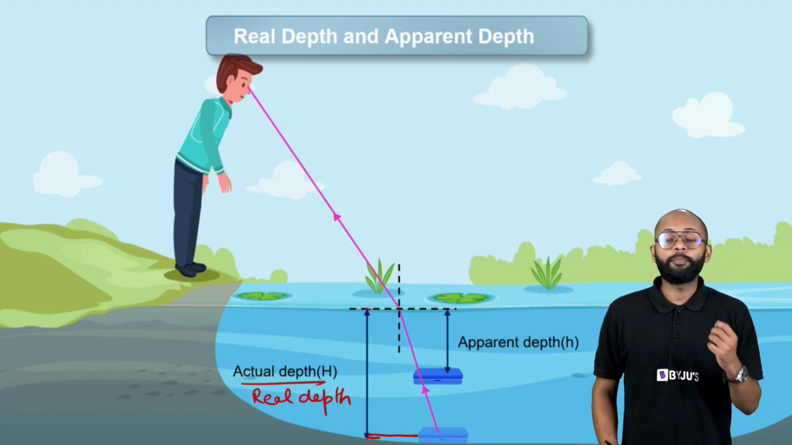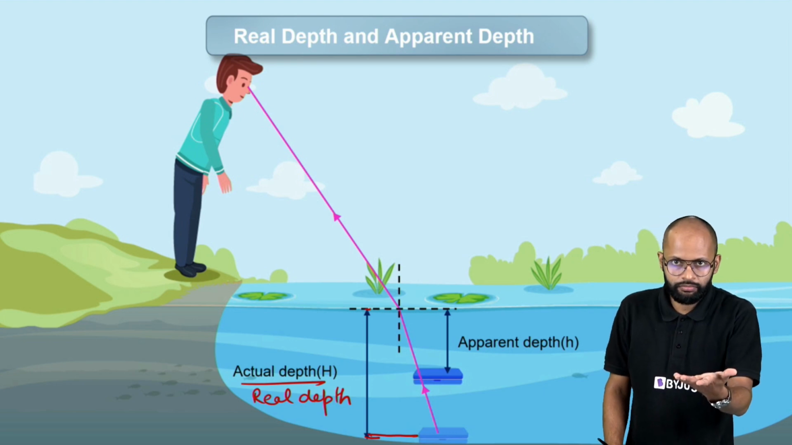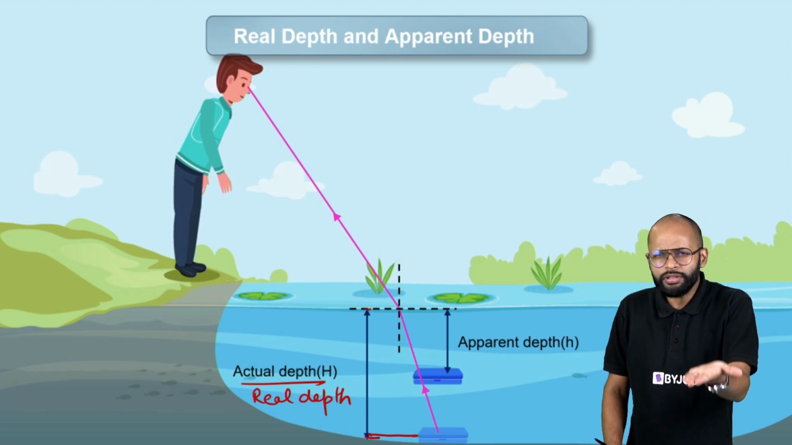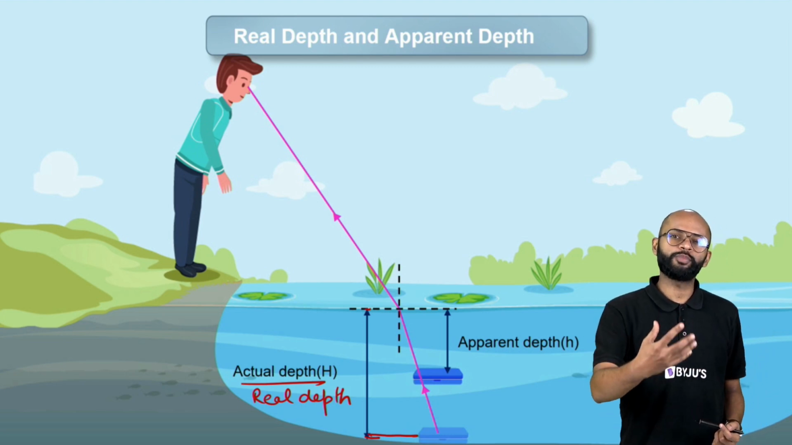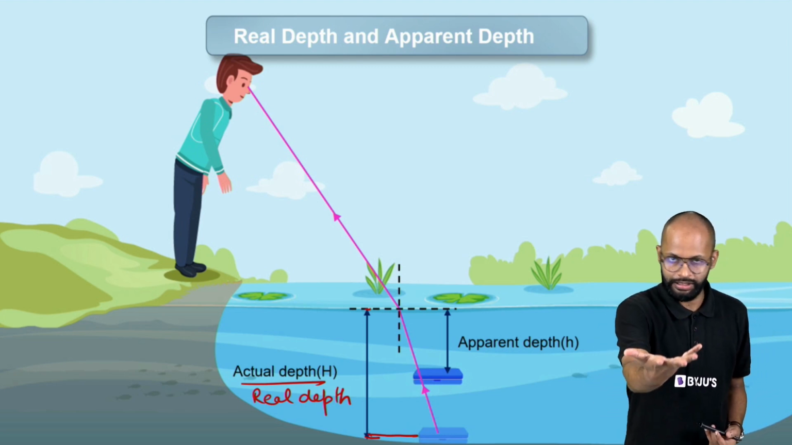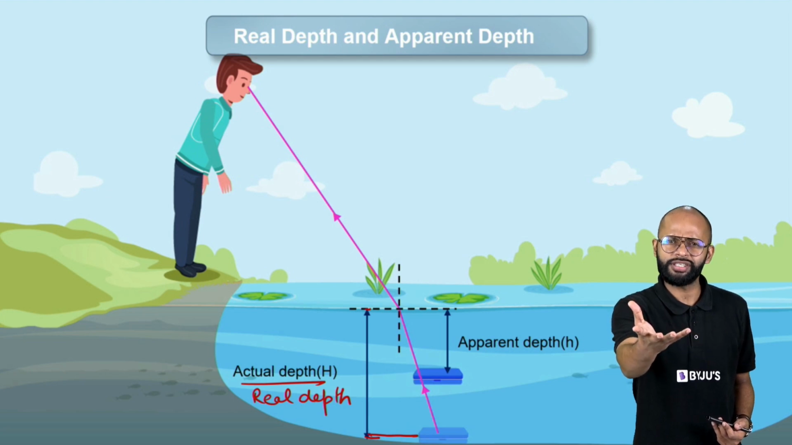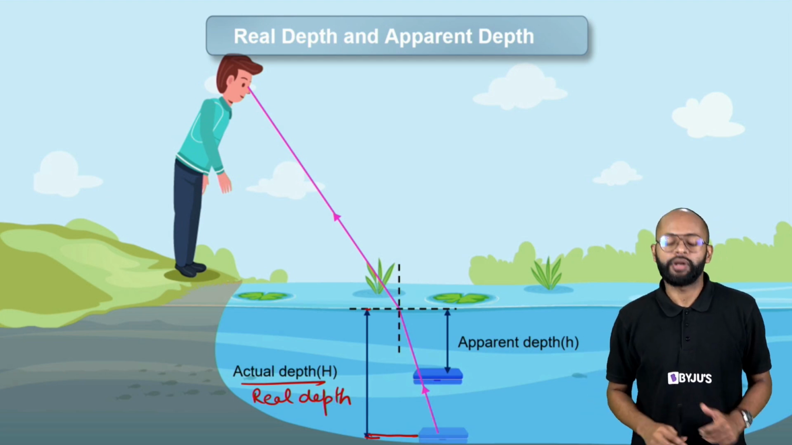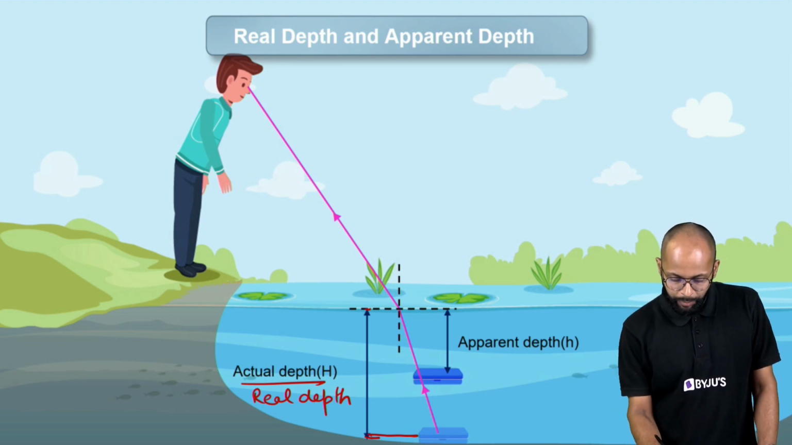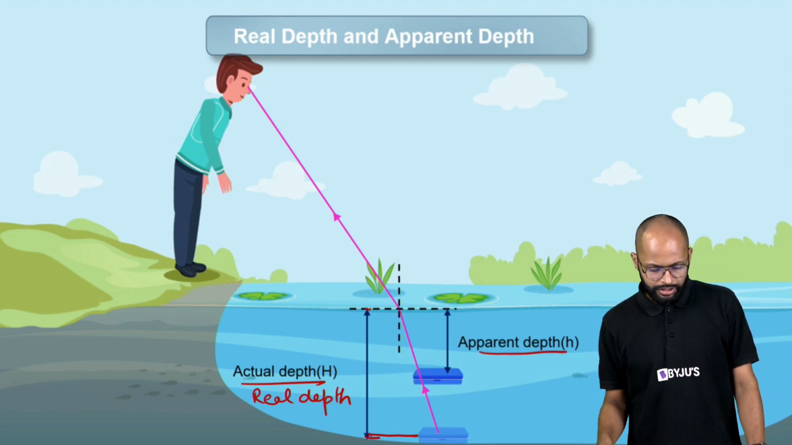Then the point where you see it, where it looks a little raised, is something where the object seems like it's there, but it's not. It's something which is apparent to you. It's not the real thing. It seems like, right? So we call it the apparent depth. All right. So this is apparent depth.